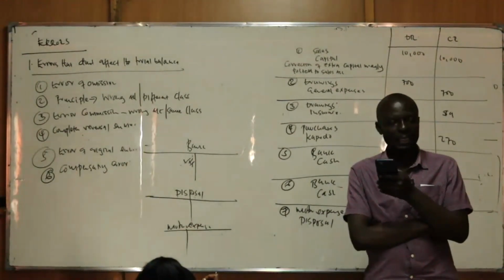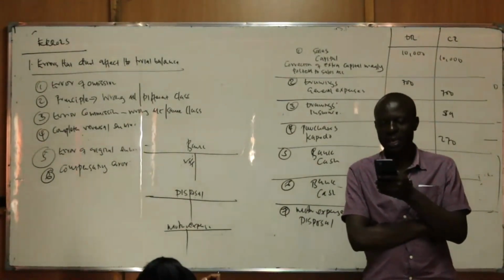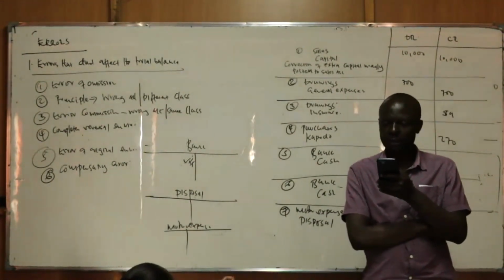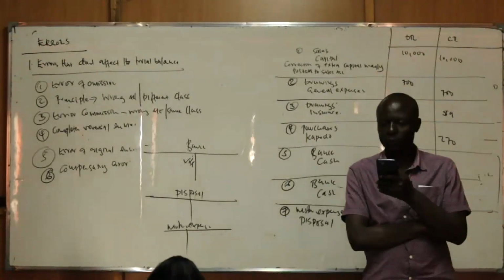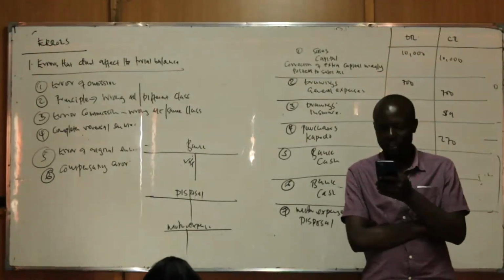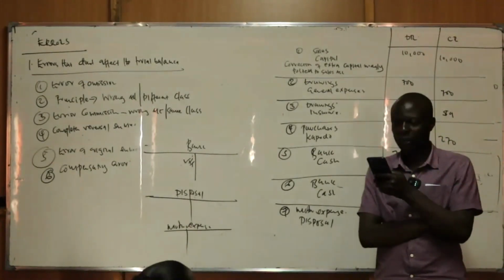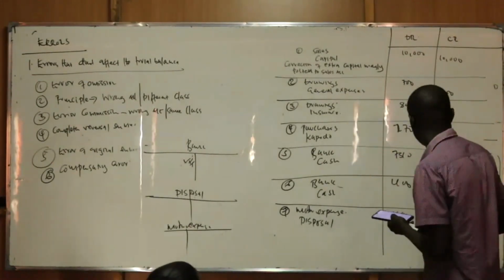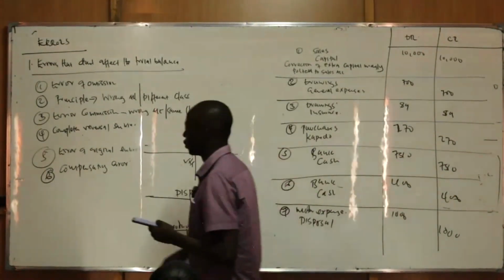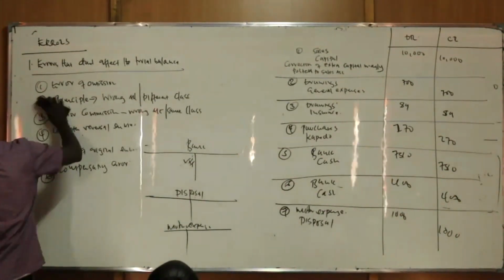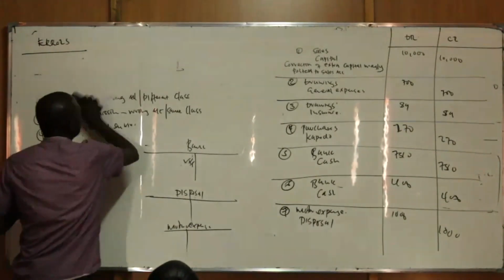So required: A, journal entries to correct errors and omissions; B, a statement of revised profit for the year ended 1st March 2020; and C, an adjusted statement of financial position as of 1st March 2020. So we are going to start, here we're dealing with errors.